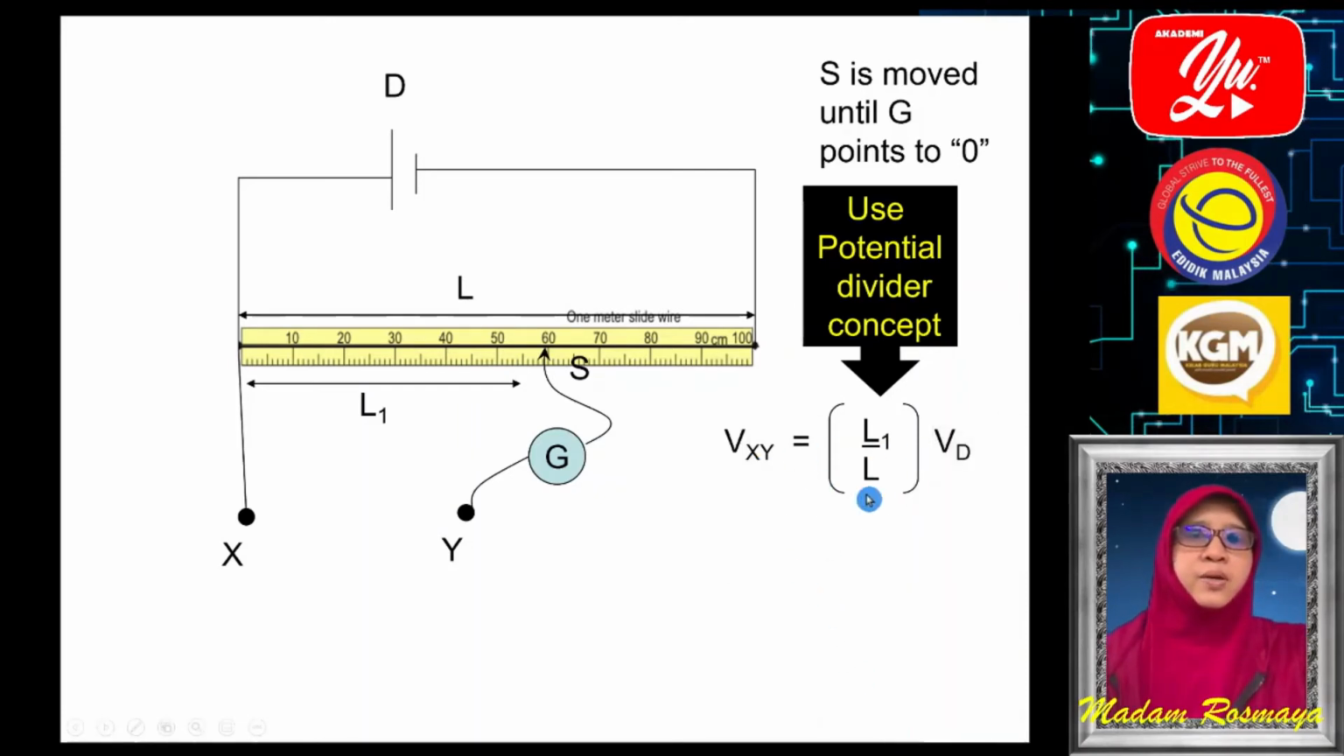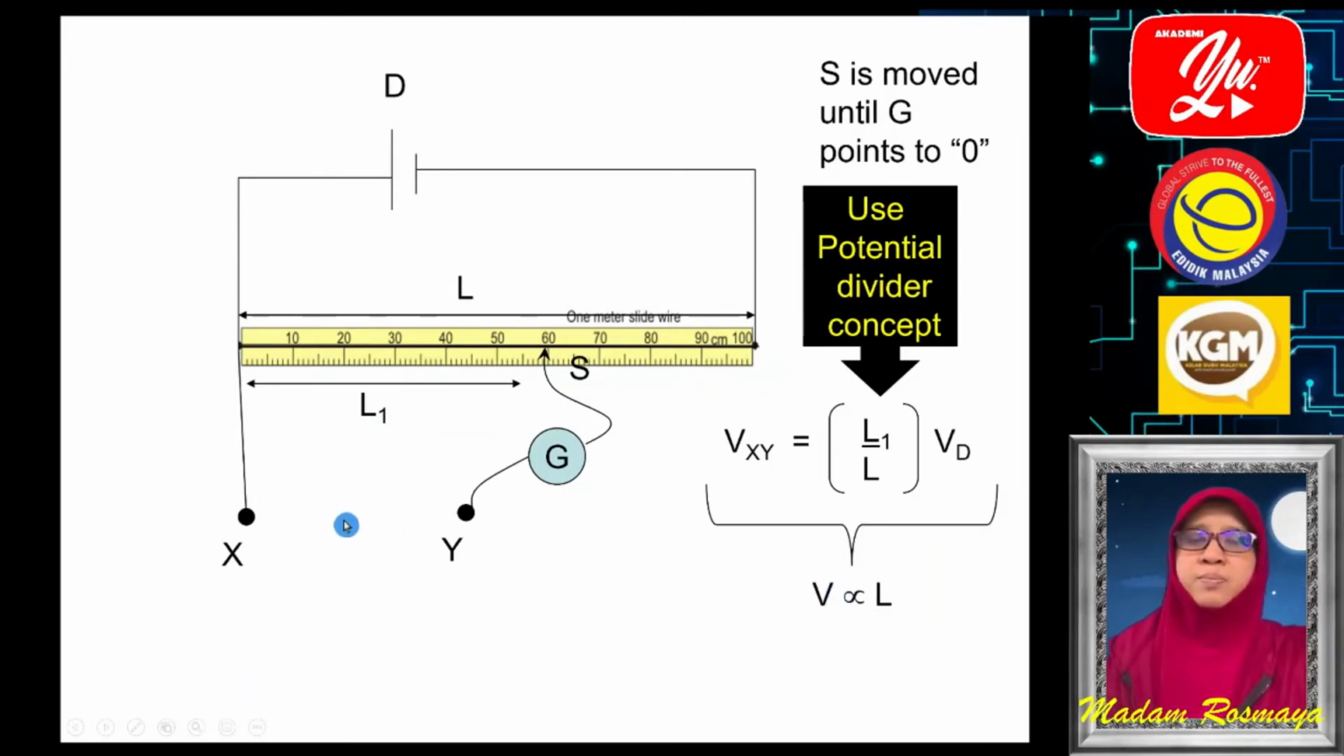From the equation here, V is directly proportional to the length of the wire. L is constant because it is the length of the wire, the length of the ruler, 100 cm. And VD is also constant. It comes from the voltage of the cell D here. Therefore, the voltage across XY is directly proportional to the length L1. Generally, we write V directly proportional to L.